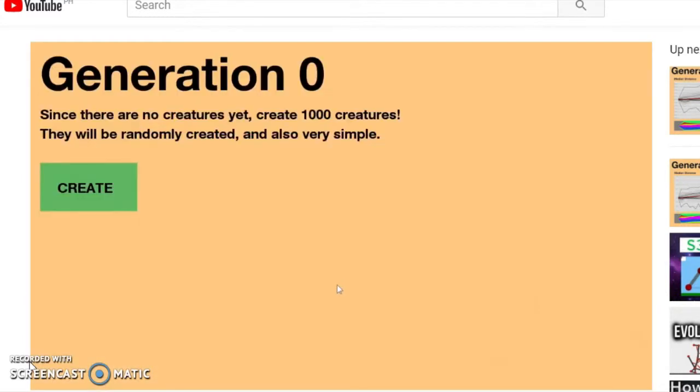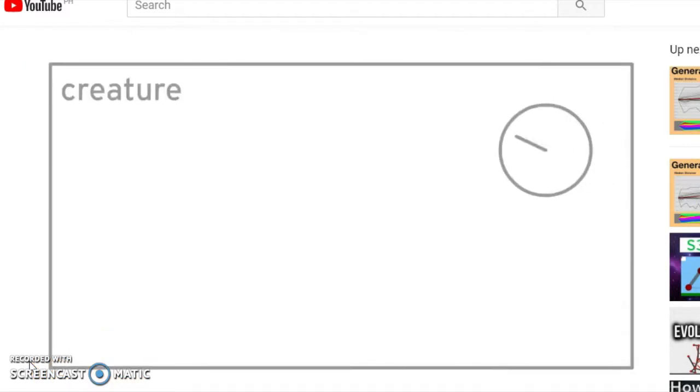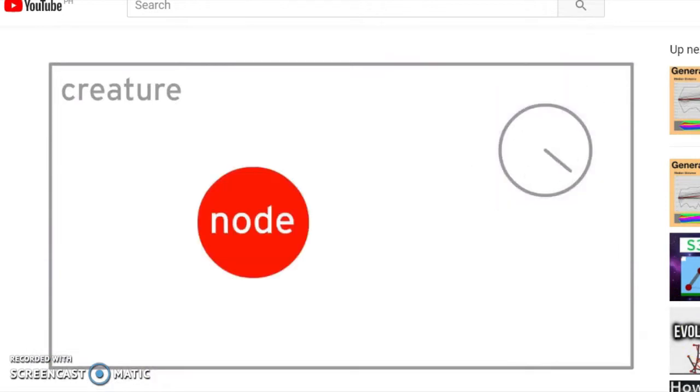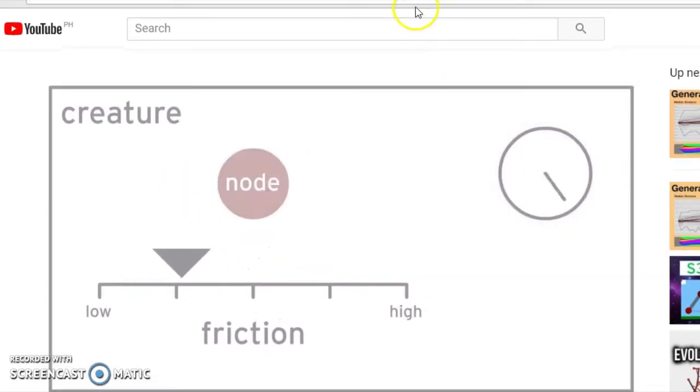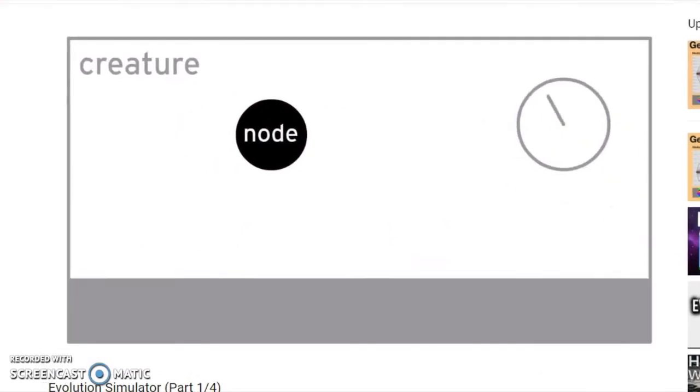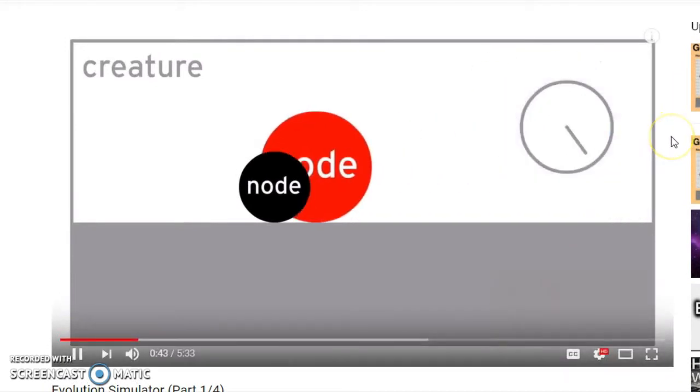Since there are no creatures yet, let's create 1,000 creatures. They will be randomly created and also very simple. Before we get started, I should tell you what a creature is. Every creature has an internal clock, like a heartbeat, except that it never changes speed throughout the creature's life. This is a node. Nodes can vary in friction, from white being very low friction to black being very high friction. Nodes collide with the ground, but they don't collide with each other.